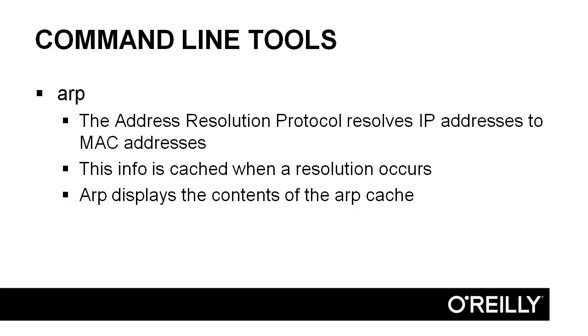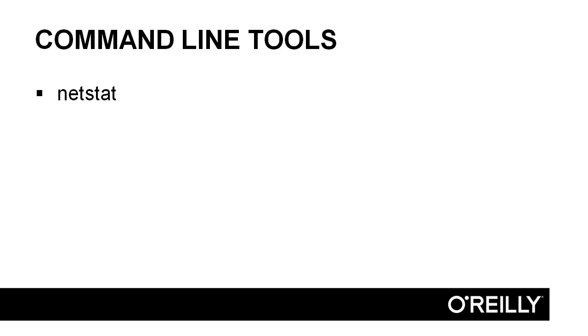Now we can use ARP to display the contents of that ARP cache, and it will let us know where a particular IP address and MAC address is being pointed to. And from time to time, we might need to clear this and start over.